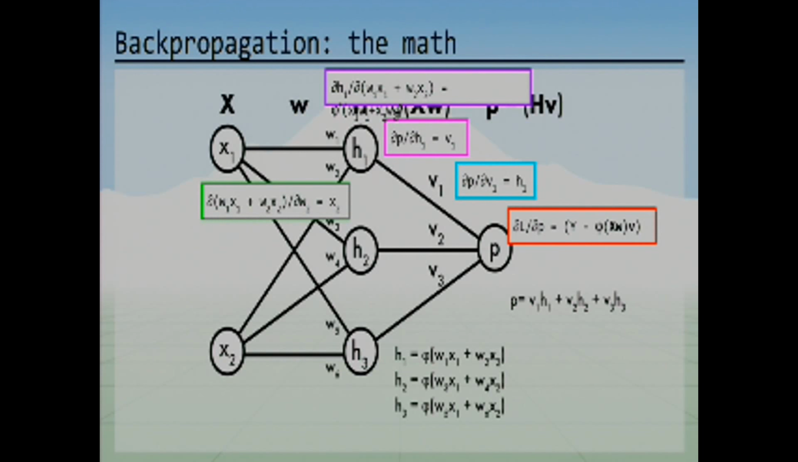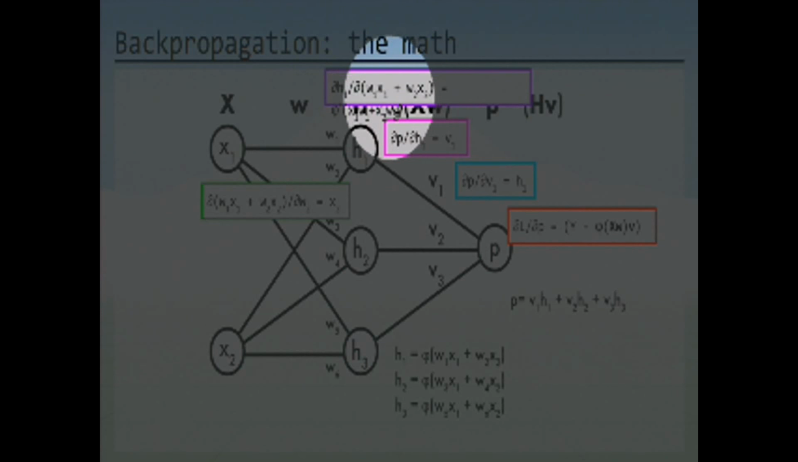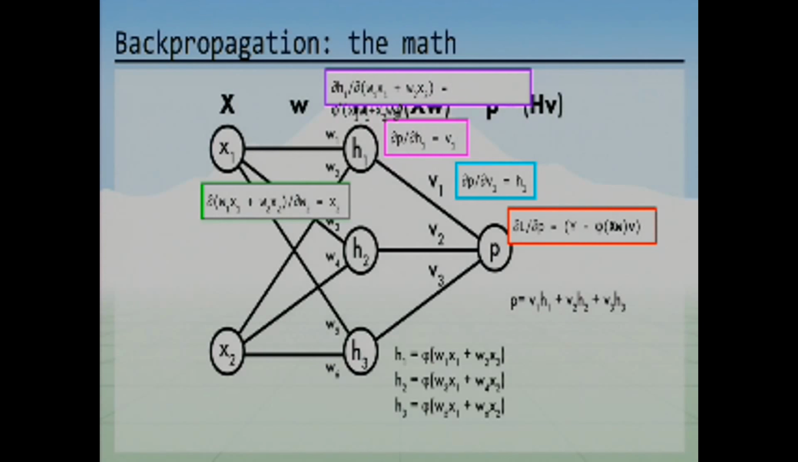I'll fix my slides. But all it actually is phi prime. So the derivative of h1 with respect to w1x1 plus w2x2 is just going to be phi prime of x1 w1 plus x2 w2. So the derivative of f of x with respect to x is just f prime of x. And that's all we're saying here. We don't know what phi is, so we don't know what phi prime is. But once we pick a phi, we'll be able to figure out what phi prime is.